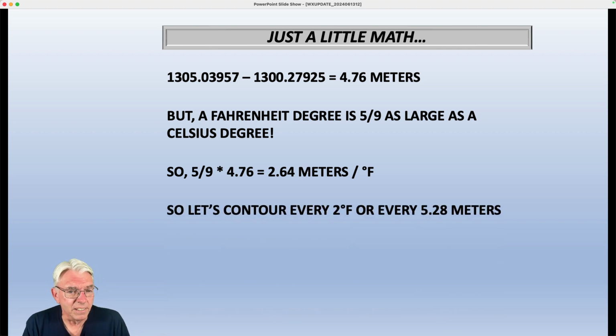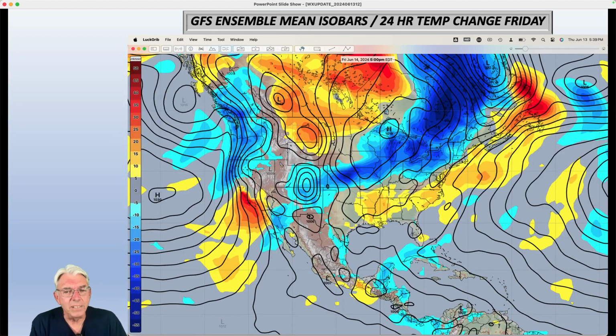So I decided that I would contour every 2 degrees Fahrenheit, which would be twice 2.64 meters, which turns out to be 5.28. And so that is what led to this map here, okay? So I simply calculated the forecast difference in thickness from 5 o'clock today to 5 o'clock tomorrow and contoured it so that it corresponded to every 5.28 meters, which would be about every 2 degrees Fahrenheit. And so the shadings here, the first shade would be where that shade starts would be 2 degrees, and then you get to the second shade and that's 4, and the third shade is 6, and so forth.